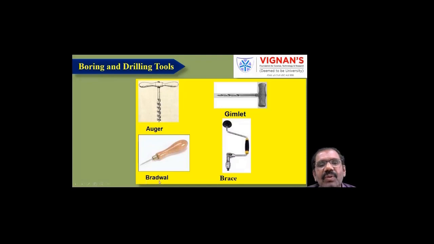So this one is brace. See this one, we are holding, this is placed here, the tool is fixed, the drill bit is fixed here, and that is placed over that one. So we apply the force from the top here, this will be rotated. Then the drill bit is rotated and makes the holes.